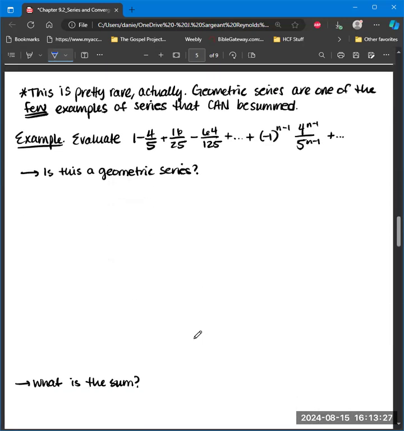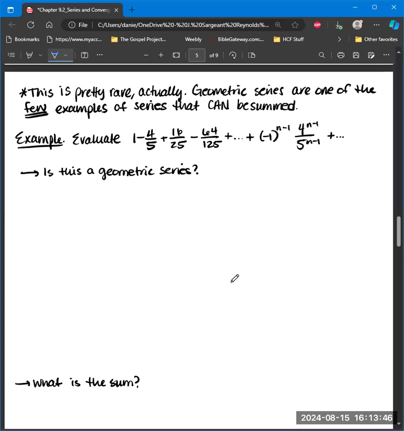It's pretty rare, actually, to be able to tell what the series converges to. Geometric series are one of the few examples of series that can be summed with a formula like that. The other example is going to be telescoping, which we'll get to in a second.